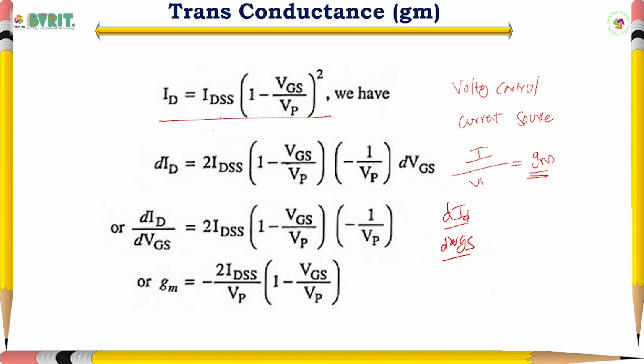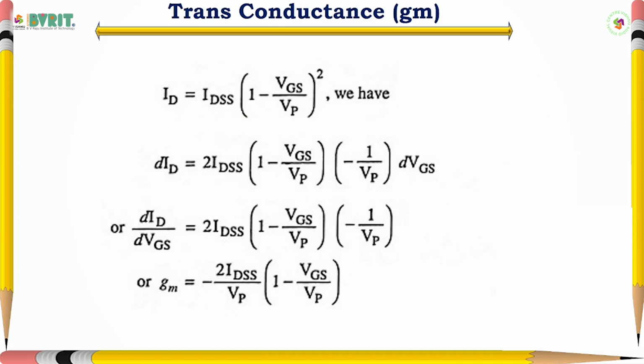We need to differentiate this with respect to VGS. So gm is equal to minus 2 IDSS by VP, into (1 minus VGS by VP); we will get it like this. This is the equation we will go through. So this is the summary of this.